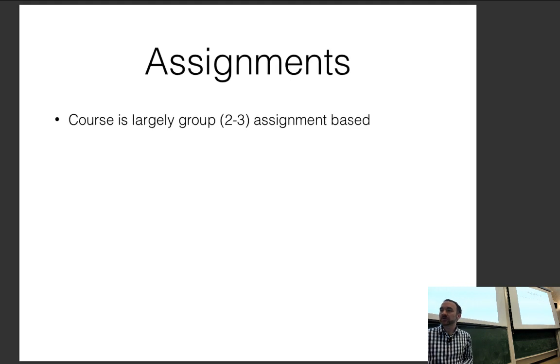In terms of assignments, the course is largely group assignment based. So after the first assignment, which will be individual, all the following ones will be group based. And the group will be 2 to 3 people.